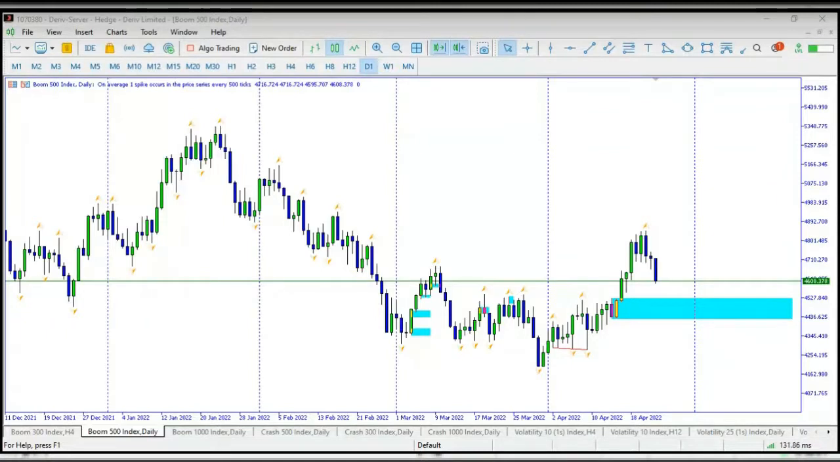We've talked about the imbalance, we've talked about the smart money cube. The next one is the banker block. So what is the banker block?